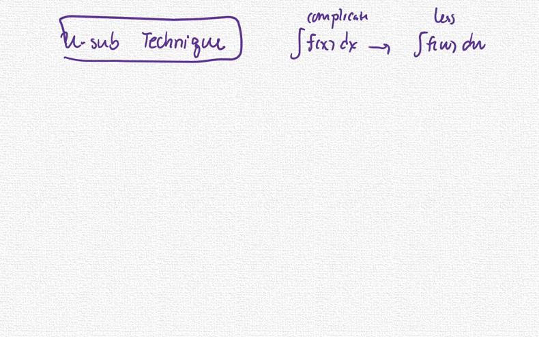5.5, this is the u-sub technique. That means we are changing from the integral in x into the integral in u. And this one, starting from the complicated one until we get into the simplified or the less complicated one.